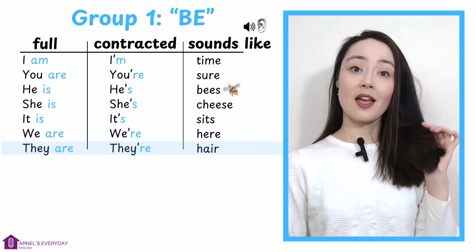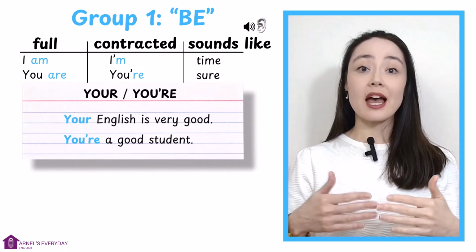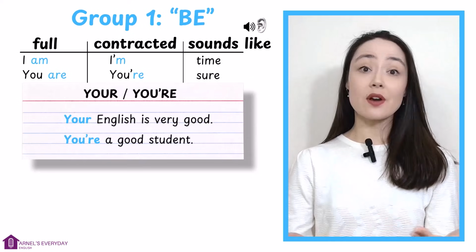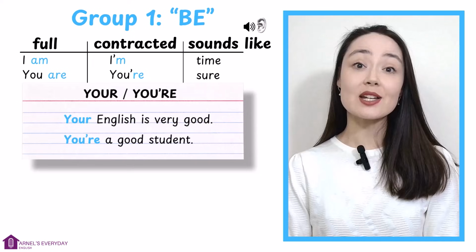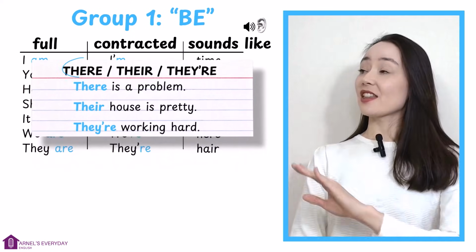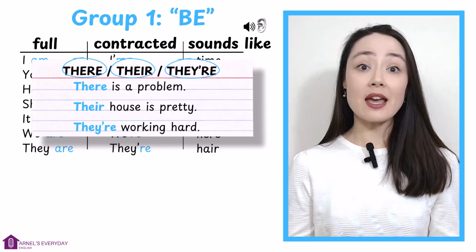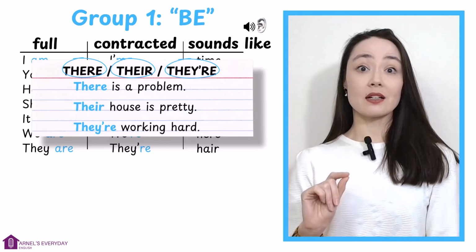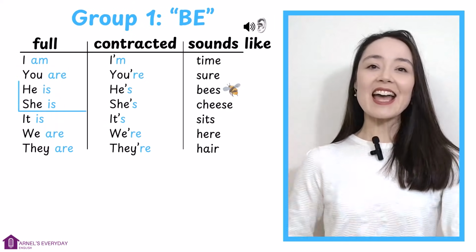Just like hair. Mini note. Your and you're sound exactly the same. Your English is very good. You're a good student. Same pronunciation. And here's another one. There, their and they're sound exactly the same. There is a problem. Their house is pretty. They're working hard.